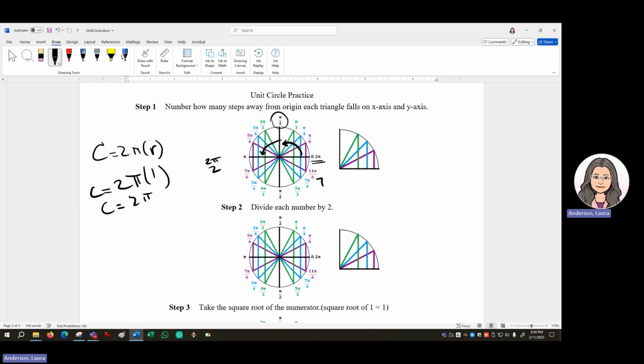2 pi over 2, which equals pi. One more is going to be 3 pi over 2. And then one more is going to be 4 pi over 2, but that reduces to 2 pi. So we'll know our right angles by referencing pi over 2 as one 90-degree angle. The second one would be 2 of them, that's pi over 2 times 2. The third one is pi over 2 times 3. The fourth one is pi over 2 times 4.